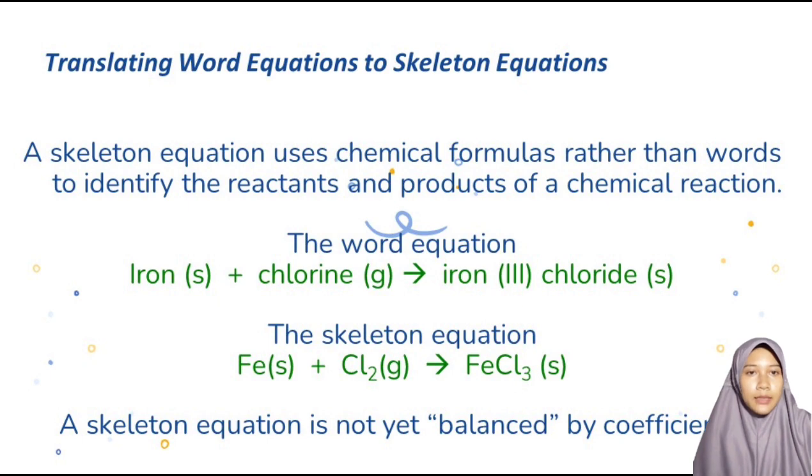For the next is how to translate a word equation to a skeleton equation. A skeleton equation uses chemical formulas rather than words to identify the reactants and products of a chemical reaction. So, for example, this word equation translates to a skeleton equation: solid Fe plus gas Cl2 yields solid FeCl3.